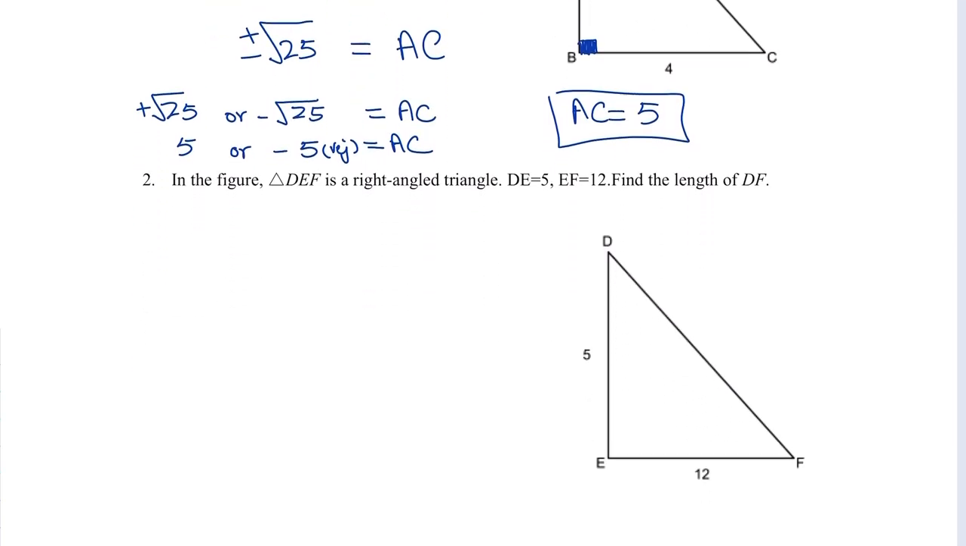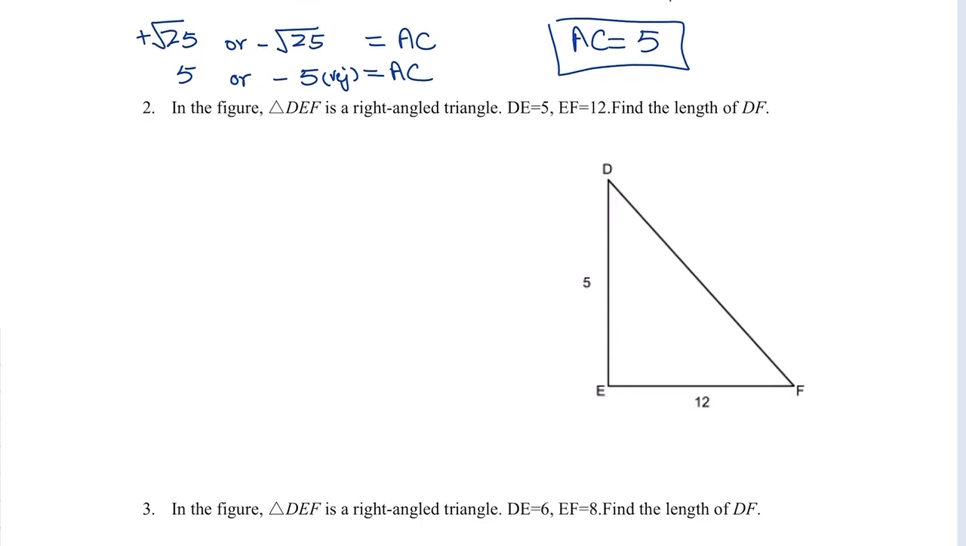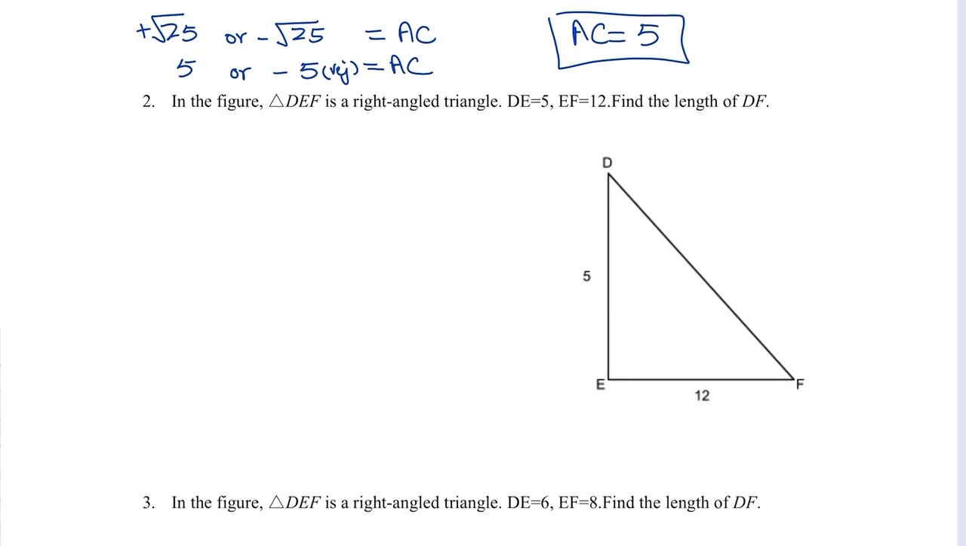Okay, so let's try the next one. This is a right angle triangle, and you have to find the DF. DF is the hypotenuse line here. So the hypotenuse line is separate and the legs are together. So the legs are here, with the 90 degrees. So a square plus b square equals DF square. And the reason is Pythagoras theorem.